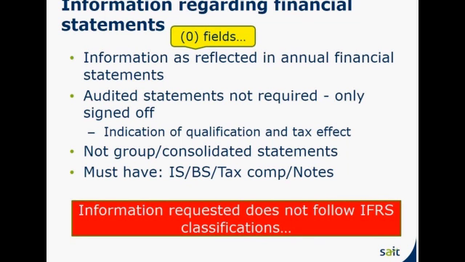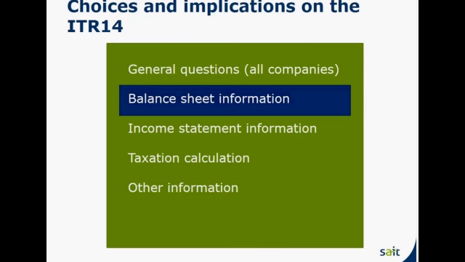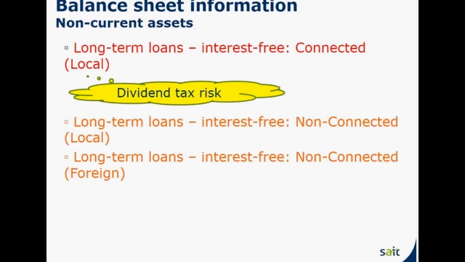If you've got a long-term loan that is interest-free to a connected person, that's an asset, so a loan to a local connected person. So basically, a long-term loan from a company to a connected person, that is interest-free. Now, and I'm sure a lot of you have had to deal with this, there is a dividend tax risk. So we're going to look at the dividend tax, specifically the deemed dividend rules, on the next slide.